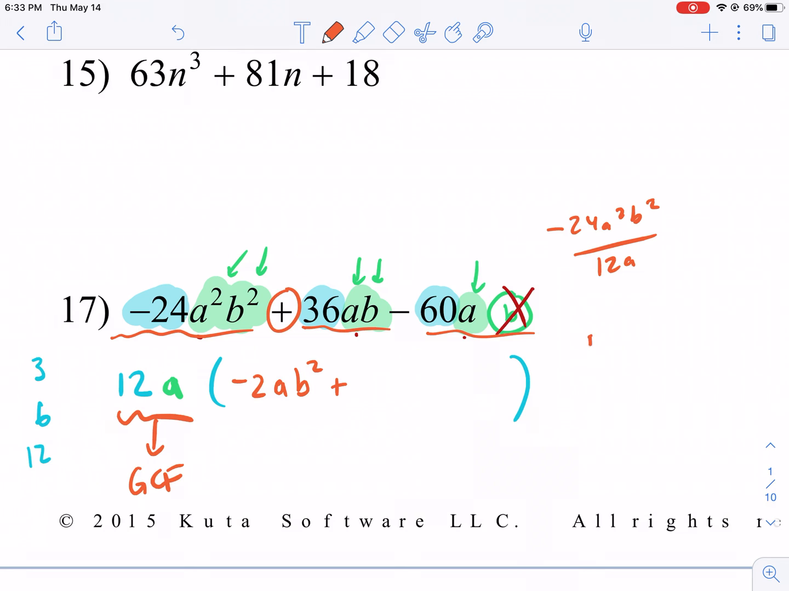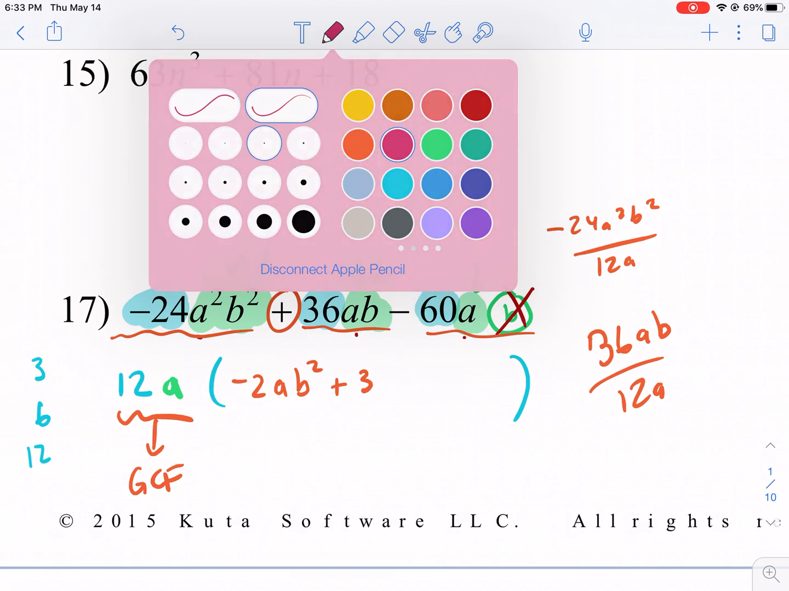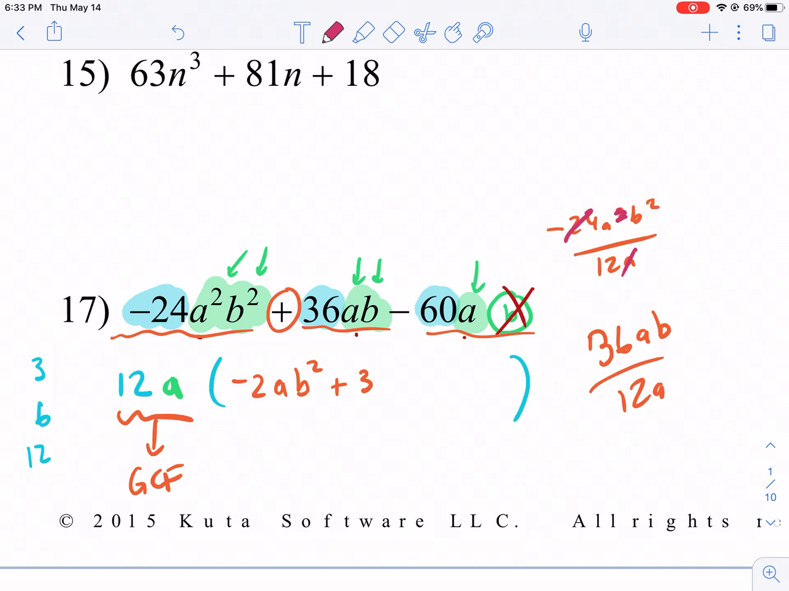Now I do 36ab divided by 12a. 36 divided by 12 gives me 3. The a's cancel completely, and we're going to be left with a b. Copy the minus because it's minus here. 60 divided by 12 gives me 5.